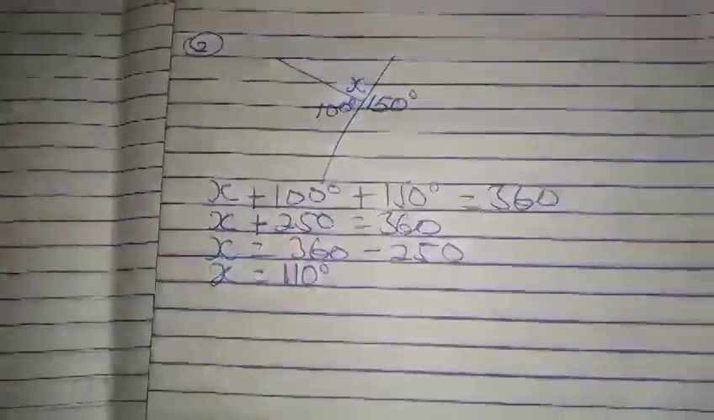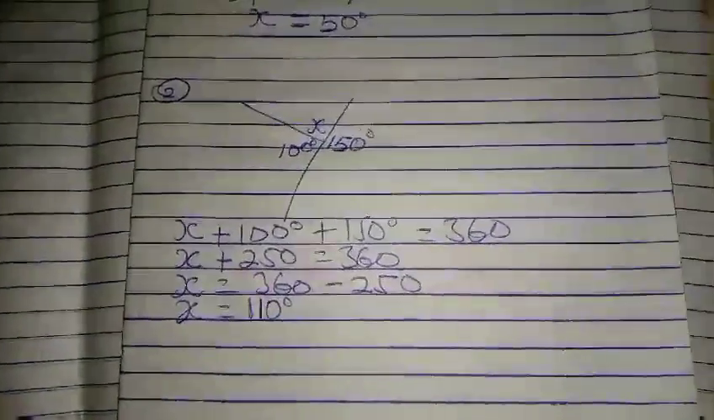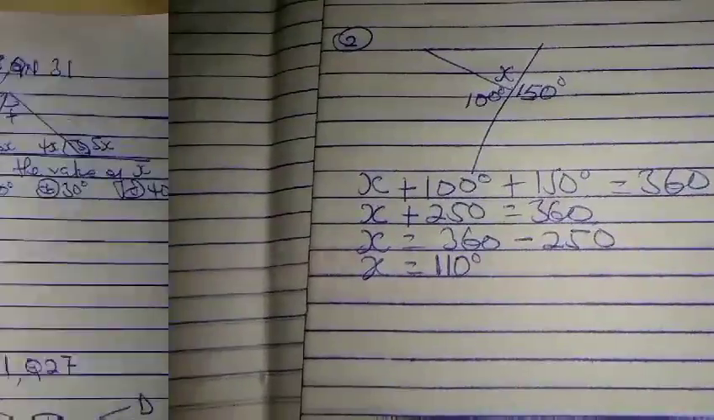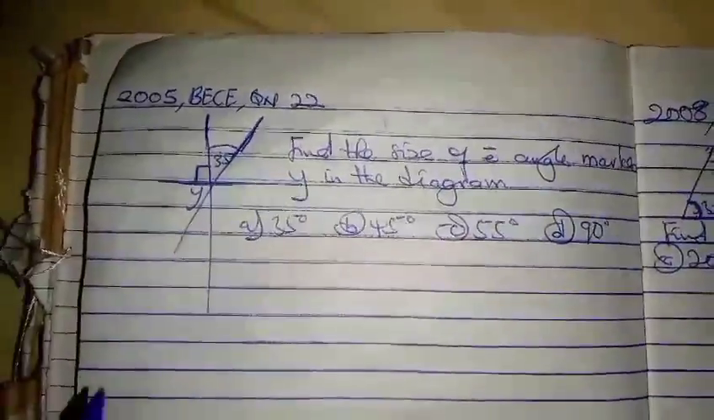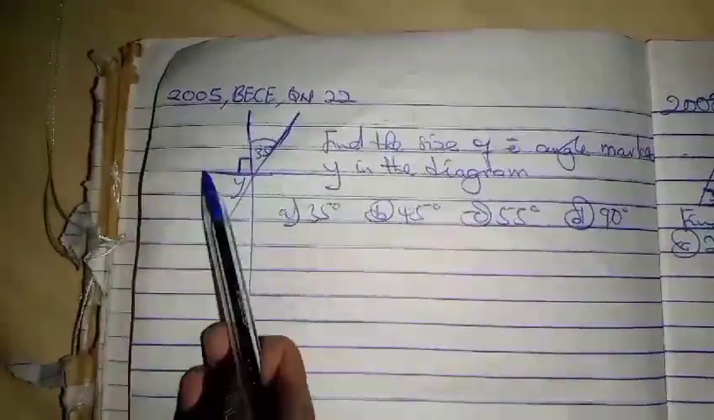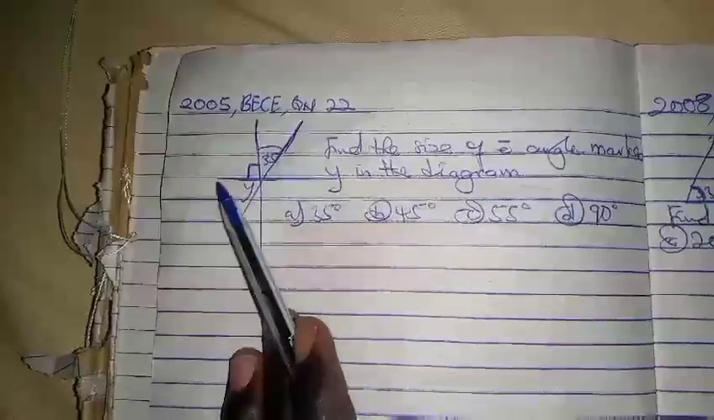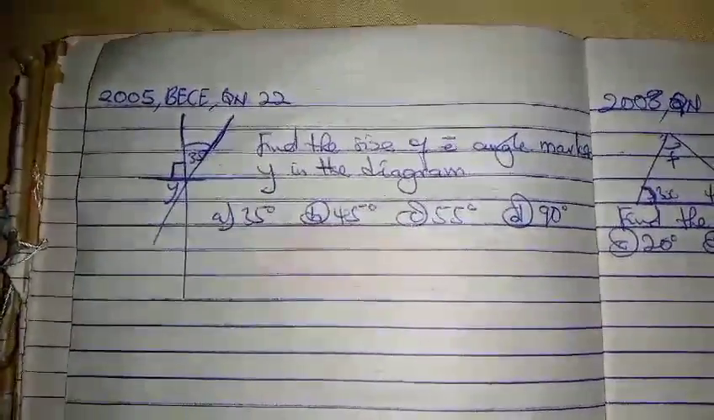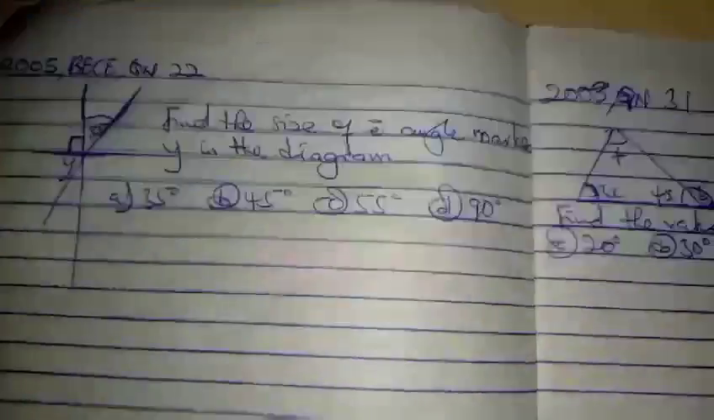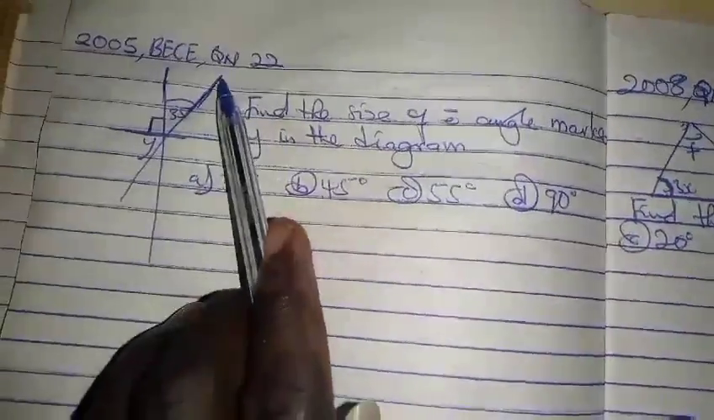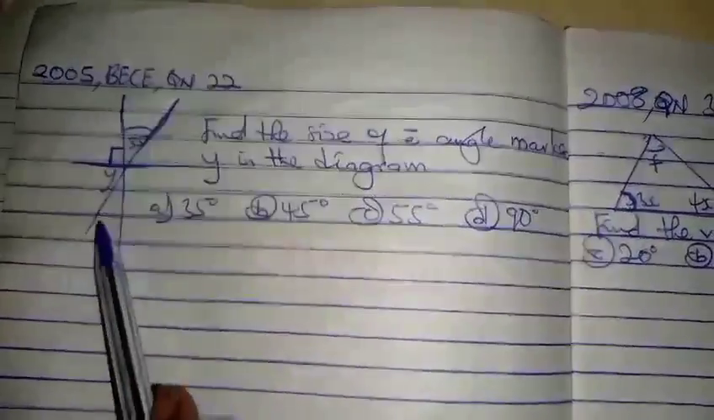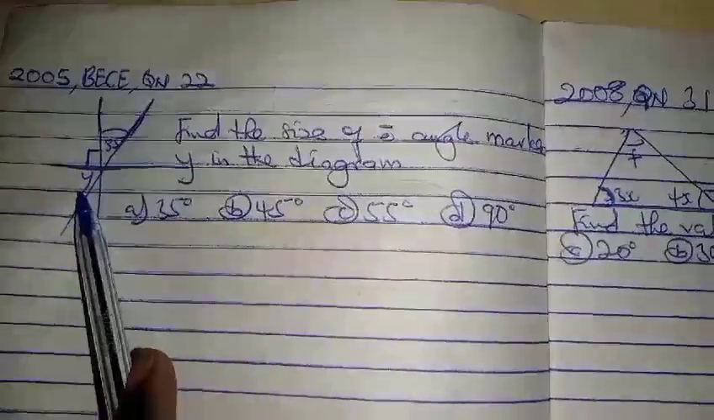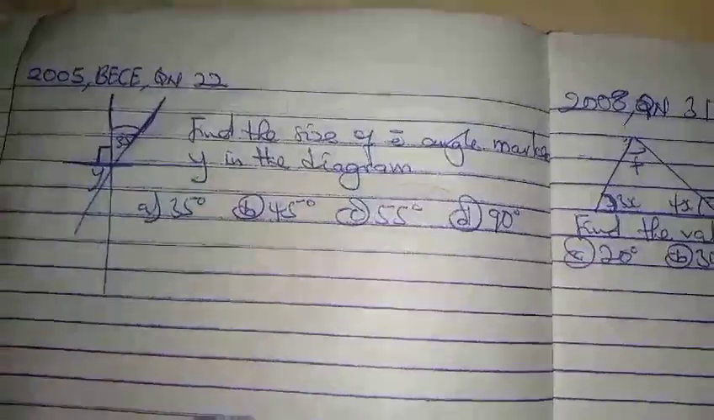Now we are going to angle on a straight line. We look at past questions and then we add further examples. So let us focus on this. We could see in 2005, that is basic question number 22. We had this question, and this is angle on a straight line. When you put this, that, and that, it should be equal to 180.